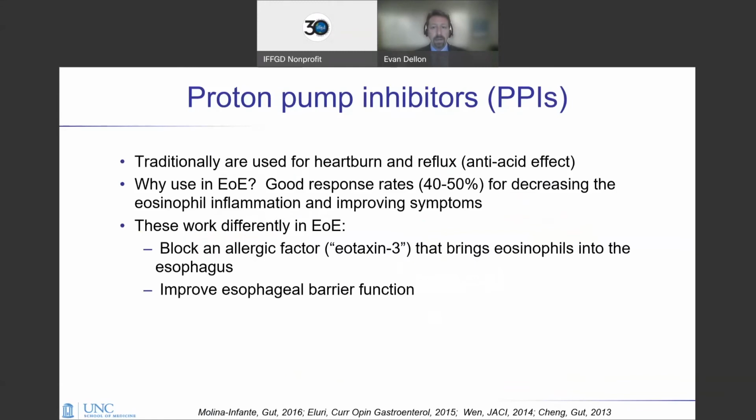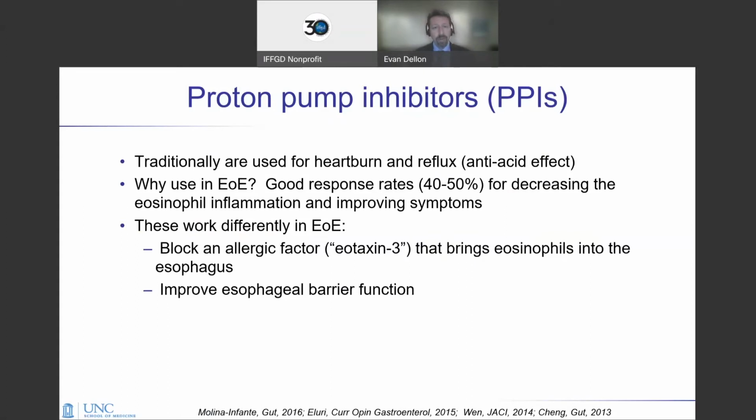So proton pump inhibitors, or PPIs, are medications that you may have heard about. Some names include omeprazole or lansoprazole or pantoprazole, among others. These are typically thought to be heartburn and reflux medications because these meds have a strong anti-acid effect. Well, why do we use them in EOE? Well, it turns out they have good response rates, maybe 40 to 50% of the time. They will decrease the inflammation with the eosinophils and make people feel better.